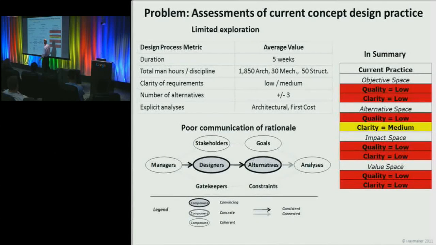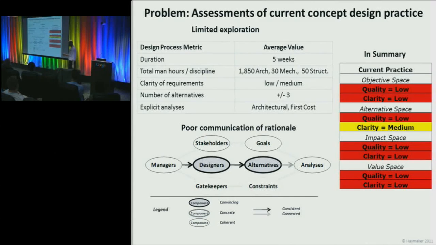This diagram tries to say that we communicate the designers and the alternatives. Architects are great at getting up there and showing their pretty pictures and saying, isn't this a beautiful design? Let's build it. But all this other information: who are the managers and decision makers who are really involved in this? Who are the stakeholders we're trying to satisfy? What are their goals? Who are the gatekeepers? What are their constraints?